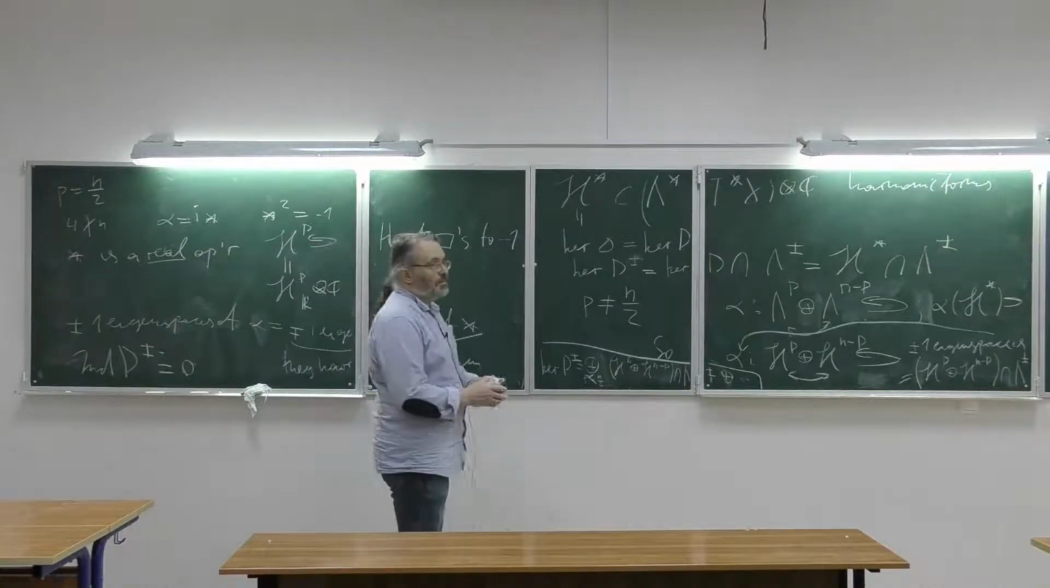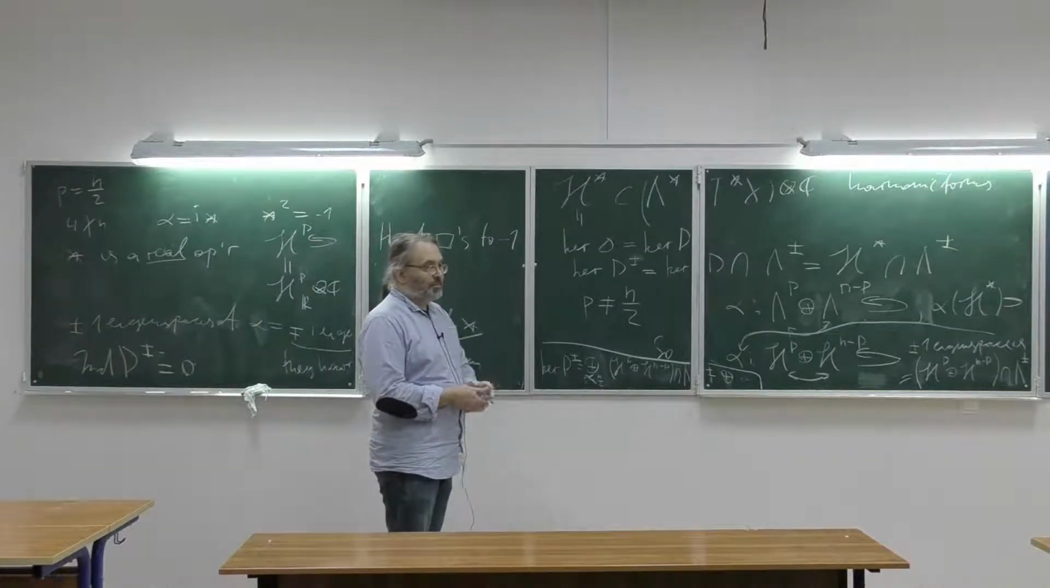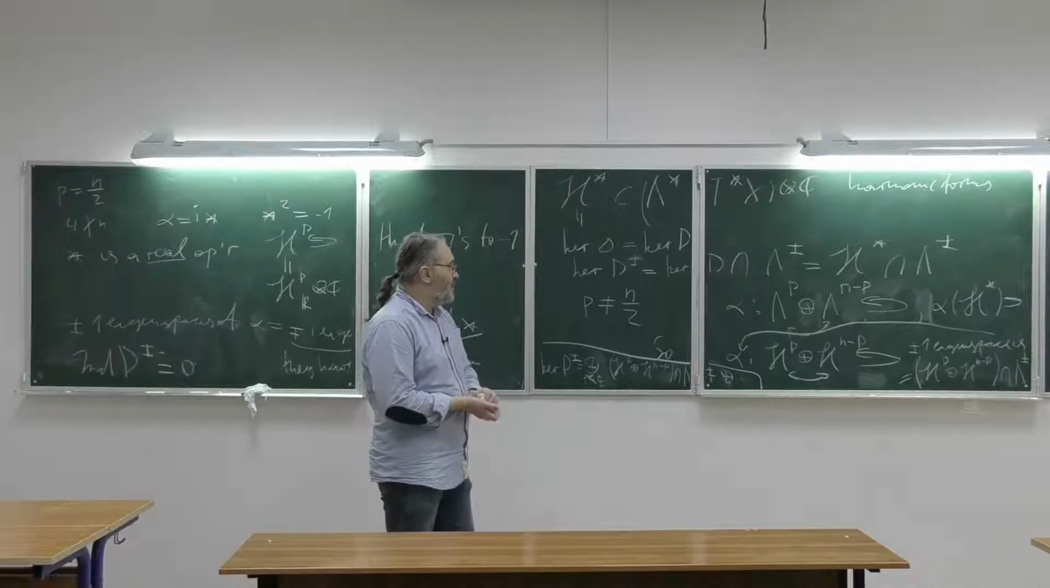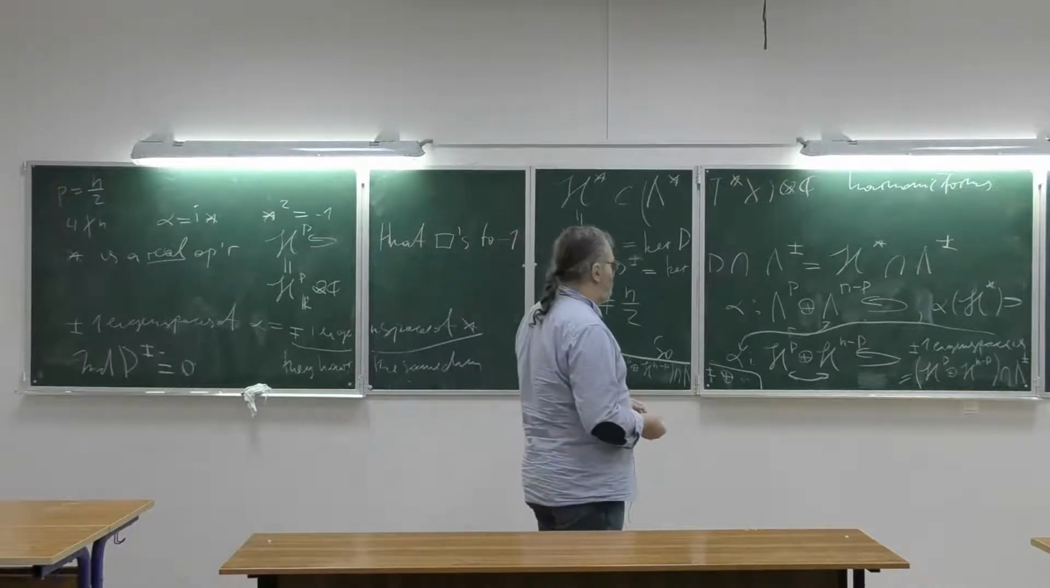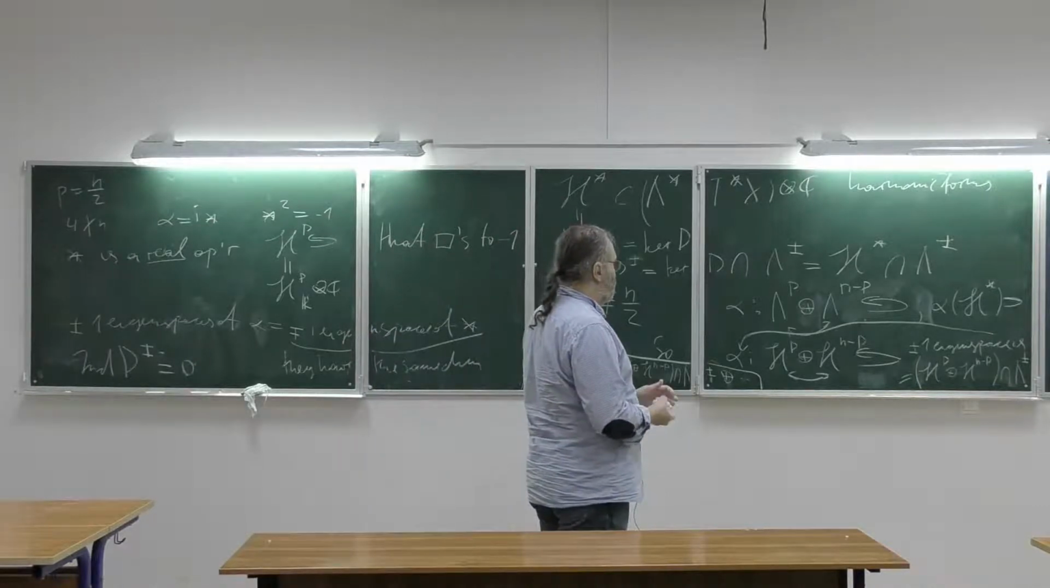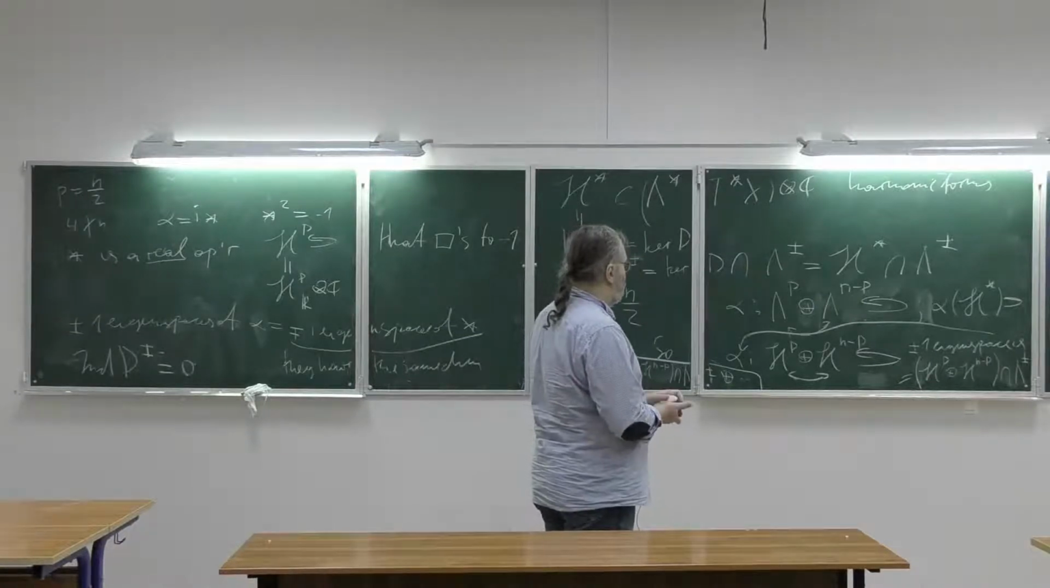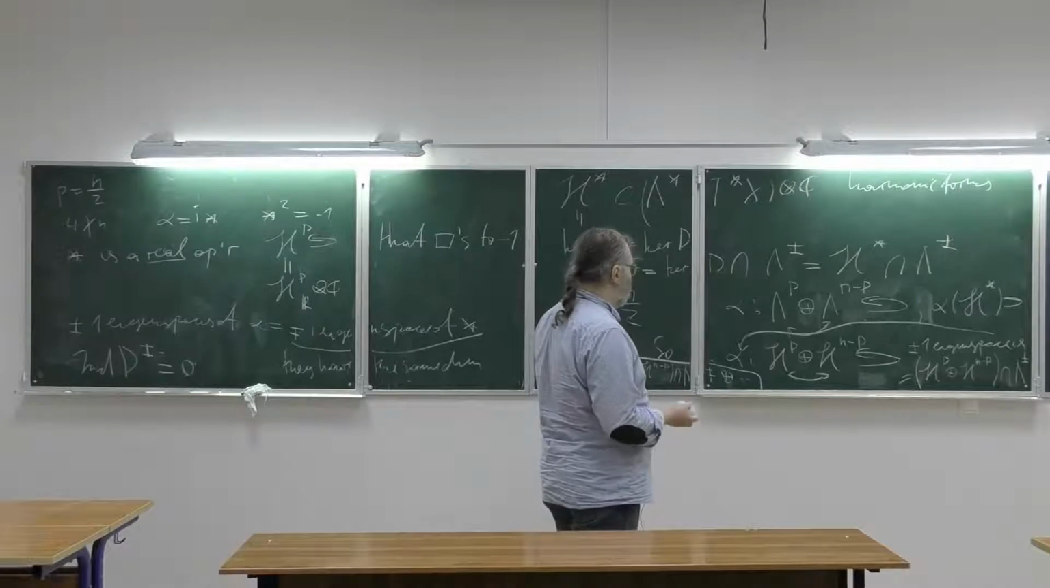Can you please repeat what we did here? I understand every formula from the blackboard, and don't understand how this implies that the index is 0.